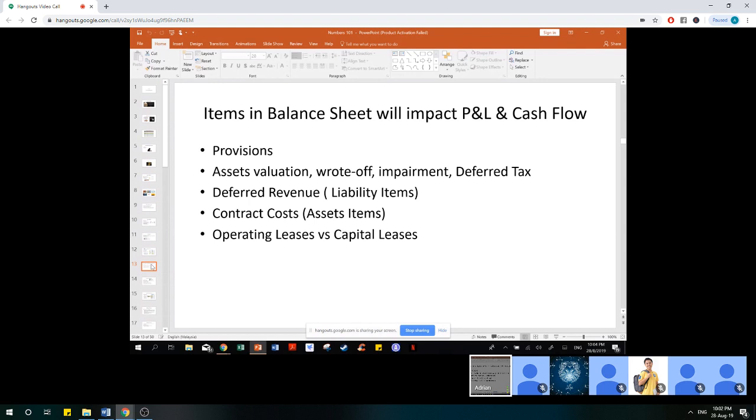And then another thing is contract cost. Contract cost is the opposite of deferred revenue. It's like you recognize the revenue already, but you haven't received the cash.